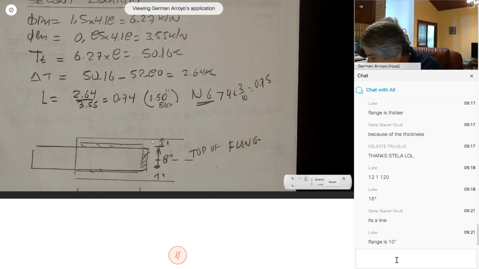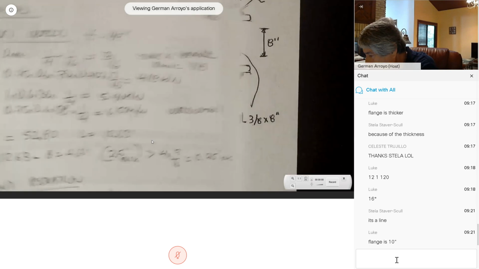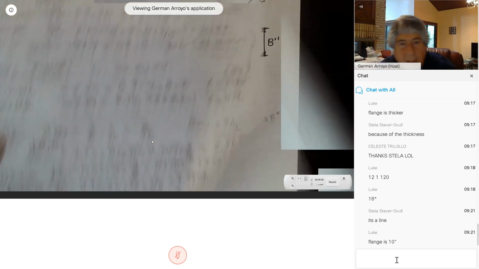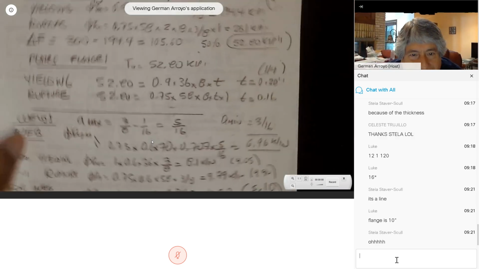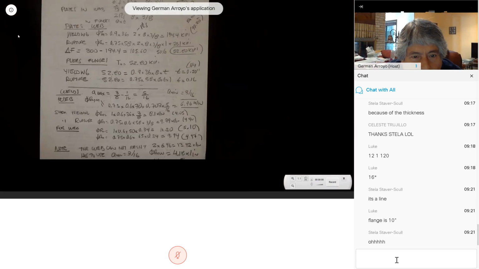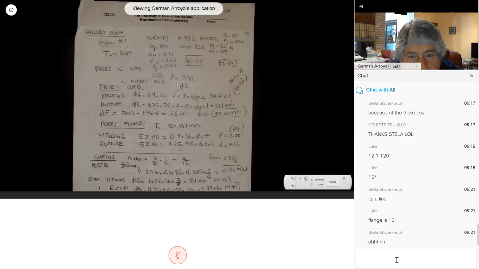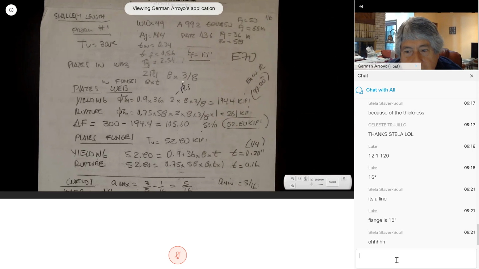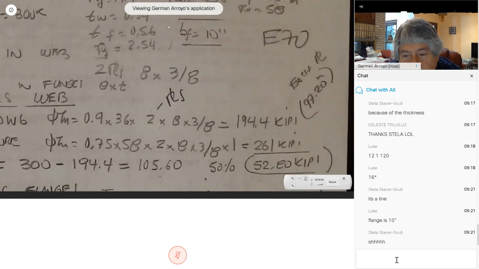No. Don't worry. This is the width of the flange in chapter 1, 10 inches. Yeah, good. Look, 10 inches.